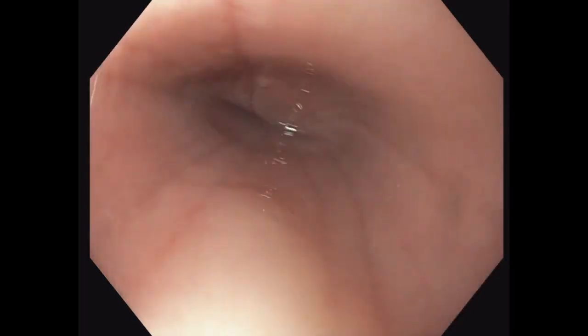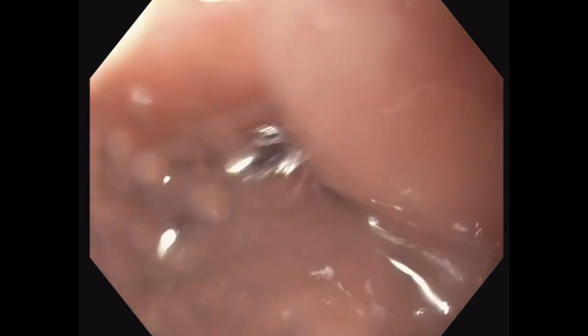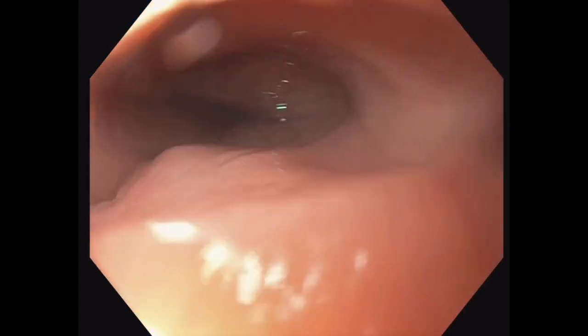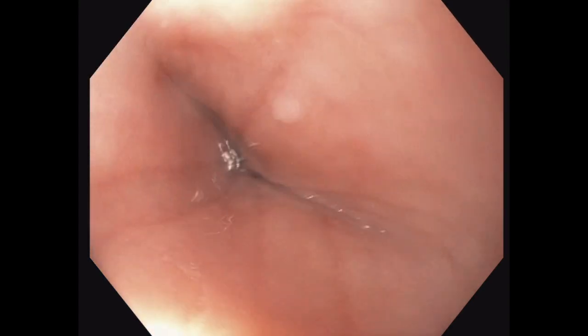I usually take pictures from proximal, middle, distal esophagus and GE junction at least. The pictures are the proof of what you saw. Taking many pictures doesn't hurt, and usually patients are interested to see those.